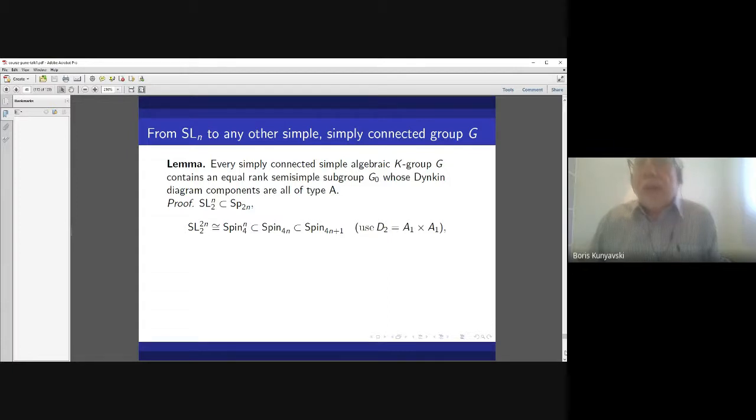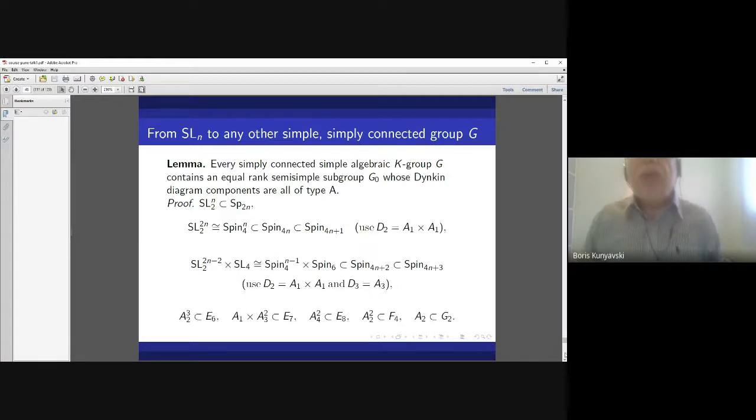In all cases, C is symplectic, and contains n copies of SL2. Now, B and D are spinor. It also contains several copies of SL2. Here it is. And exceptional groups are treated also case by case. In each of the cases, you also see several copies of groups of type A. A brute force argument.